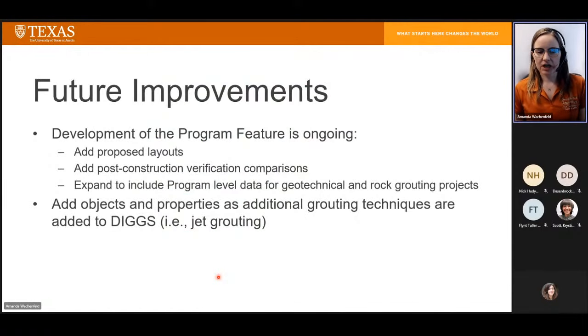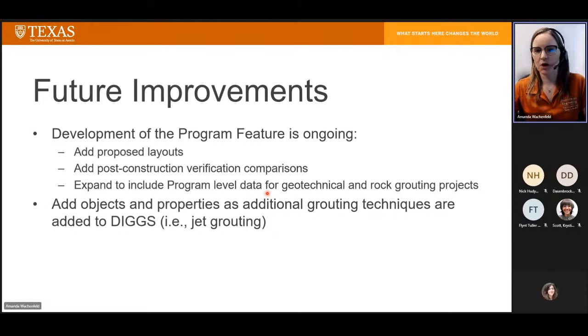So DIGGS is still improving. The development of that program feature is definitely ongoing. There's a number of things that, during my time on the project, I noted that we need to include that we didn't actually have time to get to. So that includes adding proposed grout hole layouts, adding post-construction verification comparisons to confirm that the actual grouting program did what it was supposed to do, and expanding that program level to include information for geotechnical and rock grouting projects. So even though that type of data is already in DIGGS, because this program feature is new, it's not in there yet.